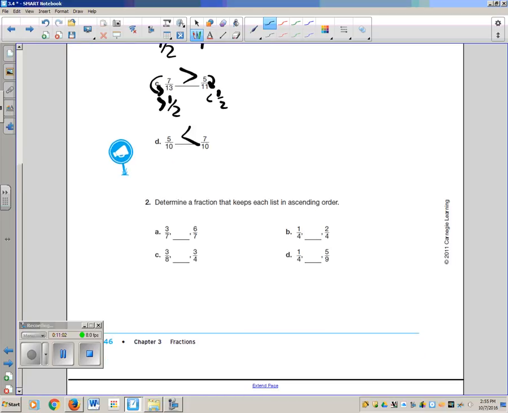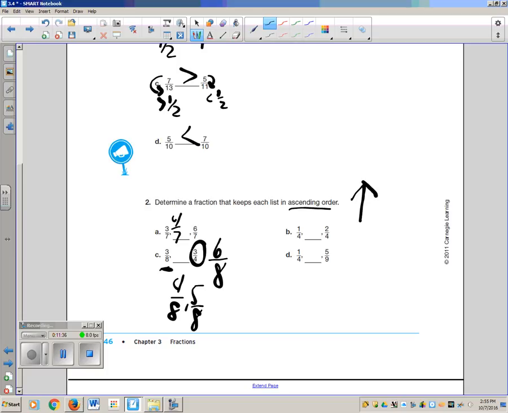Number 2, determine a fraction that keeps each list in ascending order. Ascending means going up. 3/7 blank 6/7. You could write 4/7 or 5/7. 3/8, 3/4. 3/4 is how many eighths? 6/8. You could write 4/8 or 5/8.